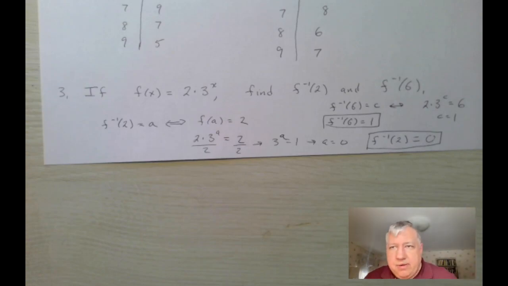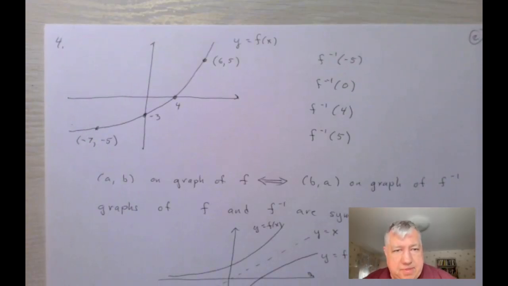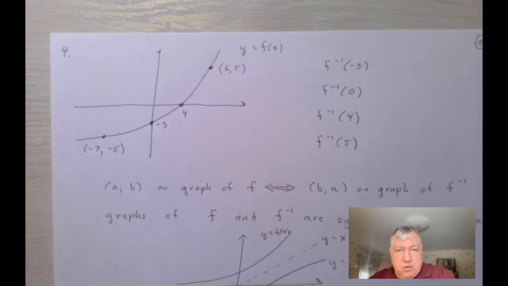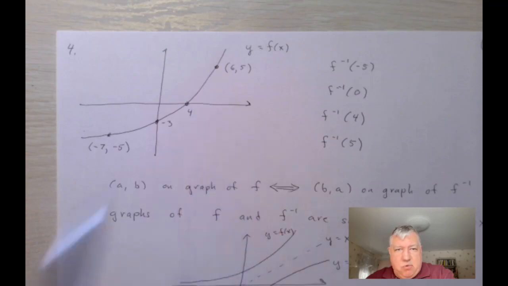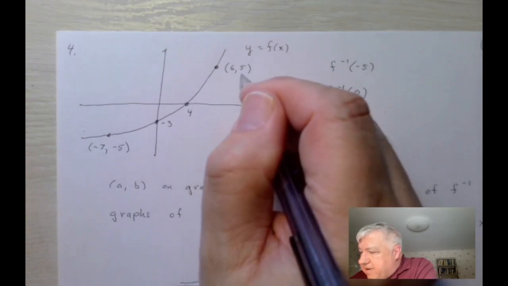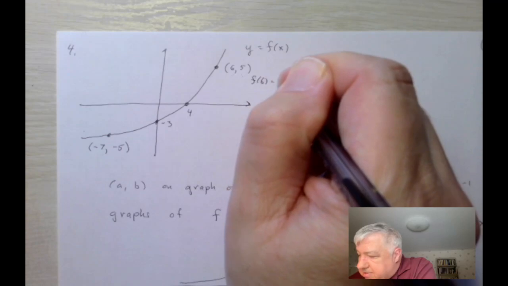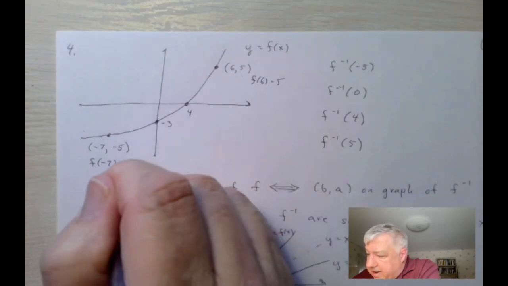Let's look at another example here. In example 4, we're just given the graph, and we're given some points on the graph. Here, this is the graph of f. Every point on the graph of f corresponds to an equation. It tells us what the value of f is at a certain point, namely the x-coordinate. So if this point tells us (6, 5) is on the graph, that means that f of 6 is equal to 5. This tells us that f of negative 7 is equal to negative 5.